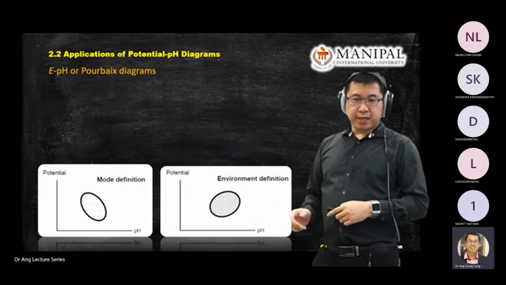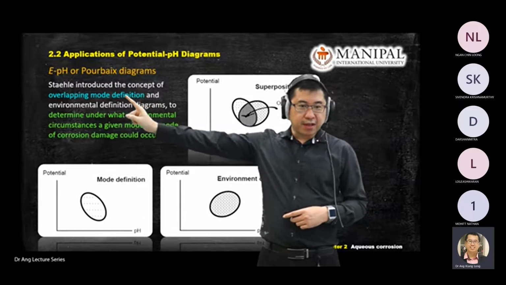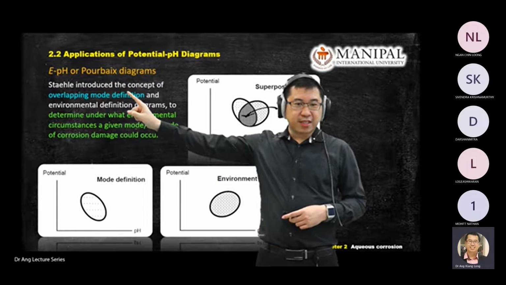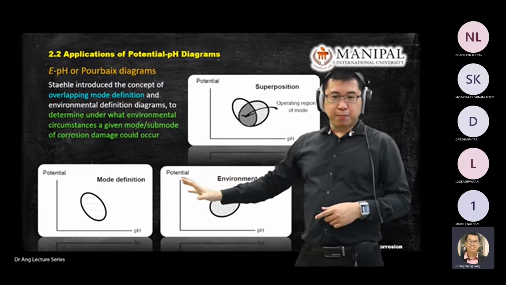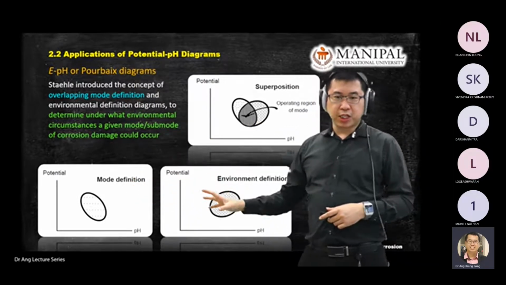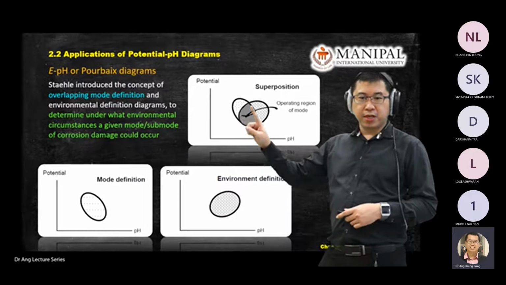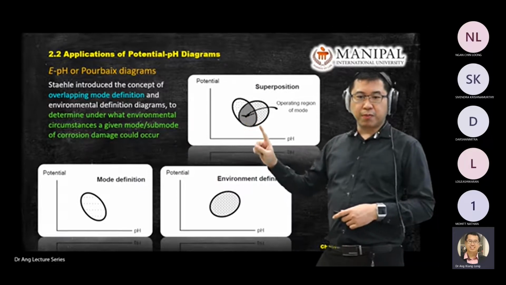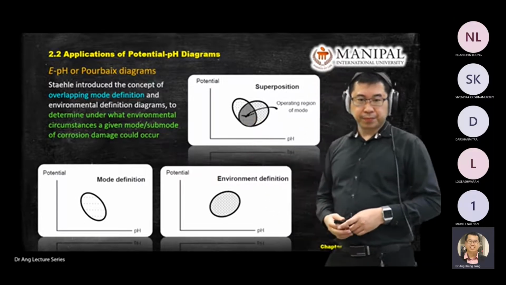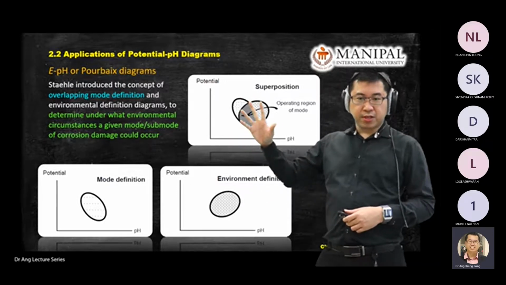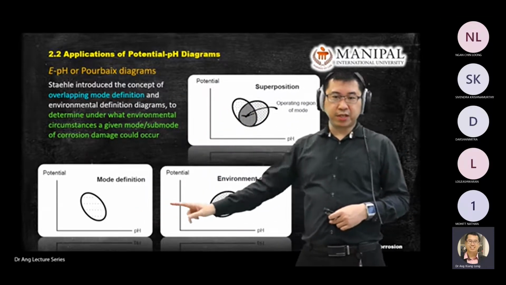Okay, then one researcher, let me try to read his name, Staley, right? So you can read it. This researcher proposed that actually we can combine these two pieces of information on the same graph. Okay, on the same graph. The overlapping of this area will help you to identify the mode and the environment together. So this graph is proposed by this researcher, that you can actually overlap these two pieces of information together on the same graph.